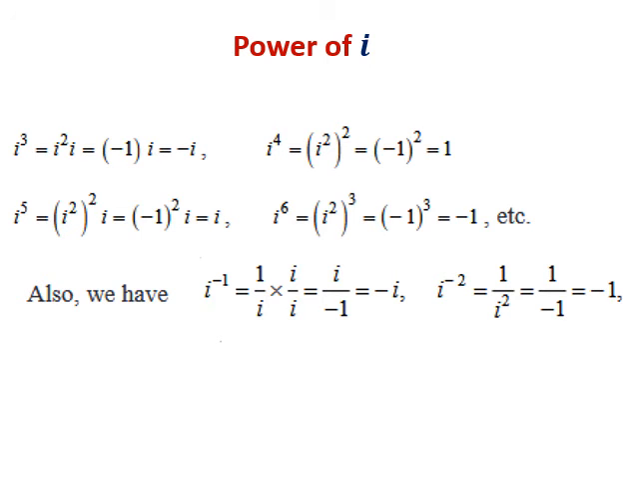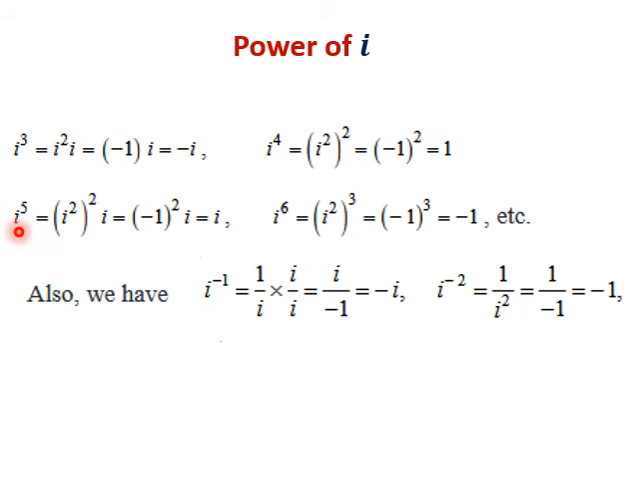Now let us find powers of i. For example, I want to find i cube. So i cube can be written as i square into i. We always write in terms of i square because i square we know as minus 1. So it is minus 1 into i, which is minus i. What is i power 4? Again we write in terms of i square: i square power 2, which is minus 1 square, which is 1.